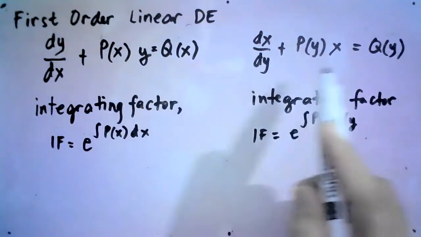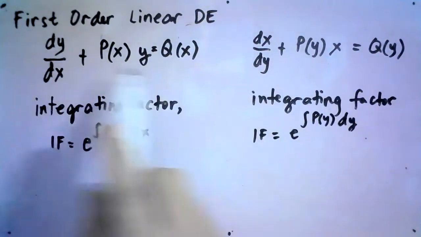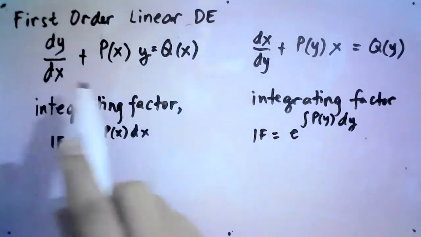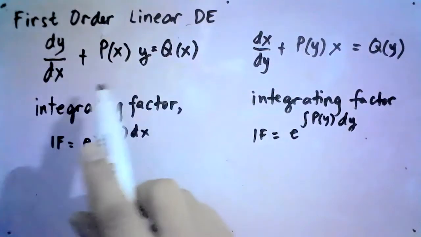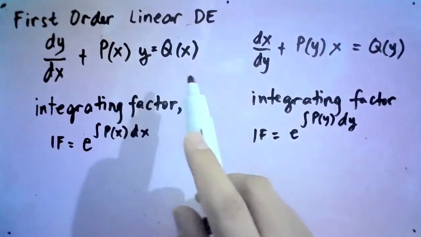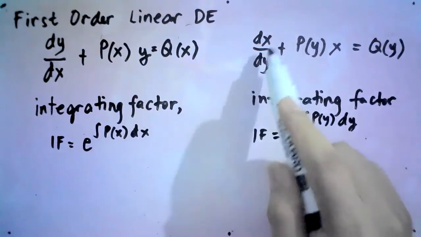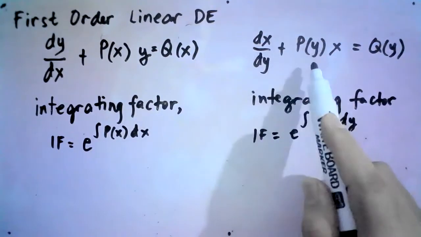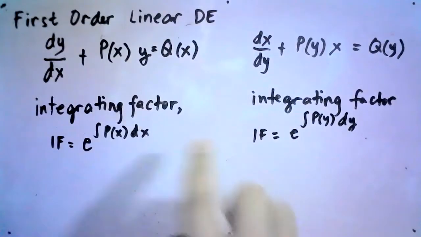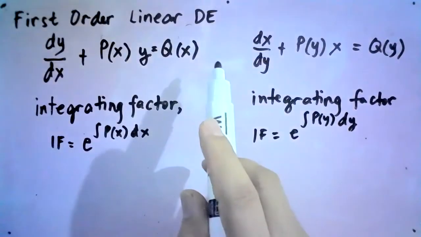And in solving linear differential equation, we have here our main formula or the main form of this differential equation. We have dy over dx plus p of x times y equals q of x, and also dx over dy plus p of y times x equals q of y. Now, if the equation follows this format, then we can make use of this formula. That is under the first order linear differential equation.